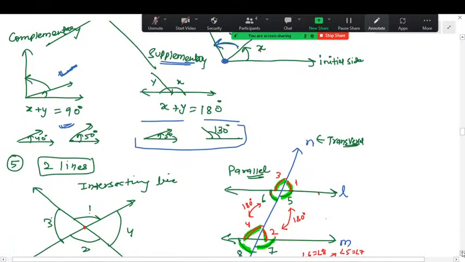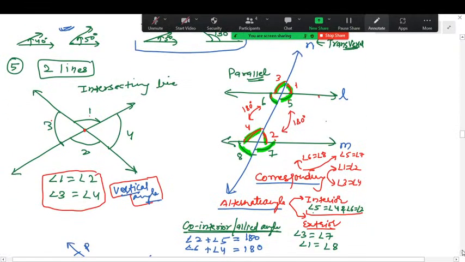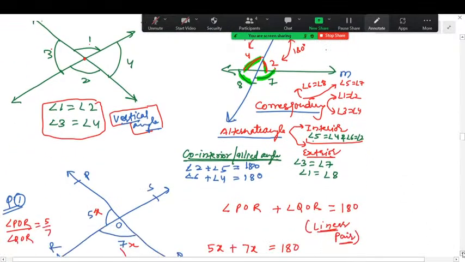Again, if you consider two lines, you may consider them to be either intersecting or parallel. If you consider the lines to be intersecting, you will get vertically opposite angles, which are equal. Remember that. And if you consider parallel lines, again you will get many sets of angles like corresponding angles: 1 and 2, 5 and 7, 3 and 4, 6 and 8. Do remember all corresponding angles are equal, that I have represented here and already explained in previous classes as well.